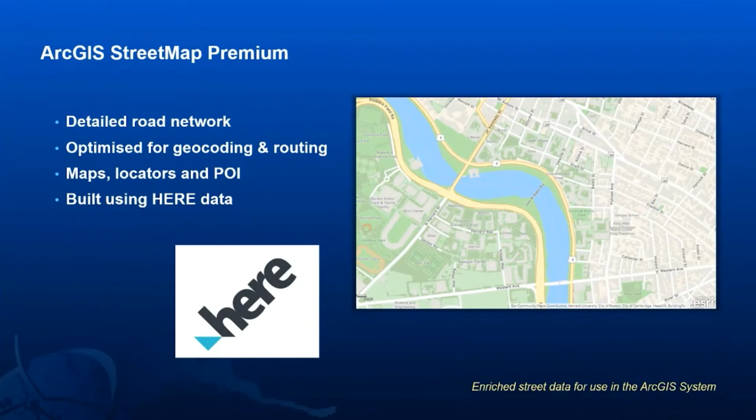ArcGIS StreetMap Premium is a highly detailed road network dataset that is optimized for mapping, routing, and geocoding. It has worldwide coverage and also contains ready-to-use locators and points of interest data. StreetMap Premium is built using HERE data and processed into a routable network by Esri, ready to use in the ArcGIS system. StreetMap Premium comes with maps which are pre-symbolized at different scales to give consistent cartography throughout. You can still alter the styling, change the fonts, colors, and symbols, and you can also add your own operational layers. I'll use it today to solve the often complex location allocation question.